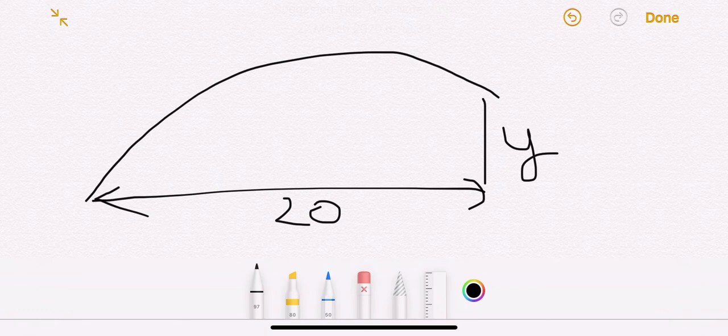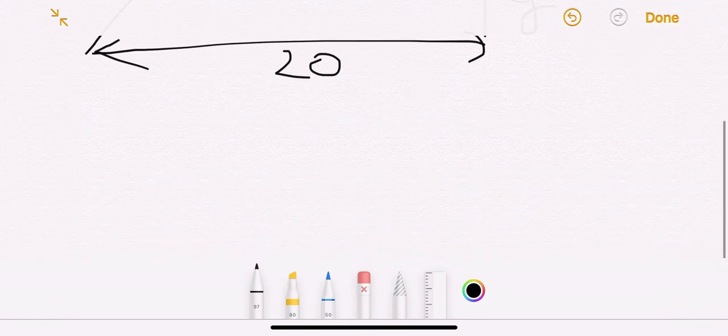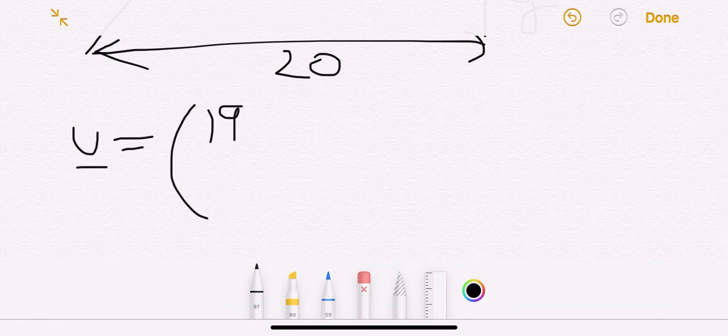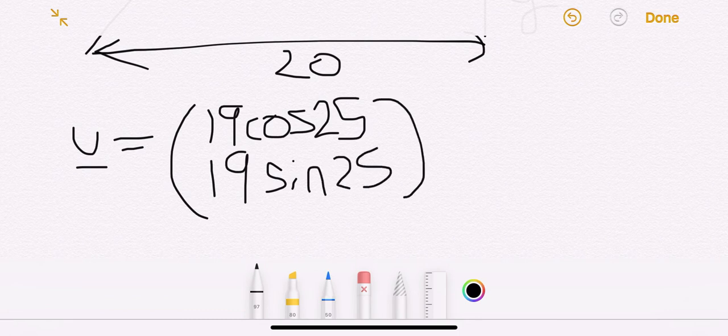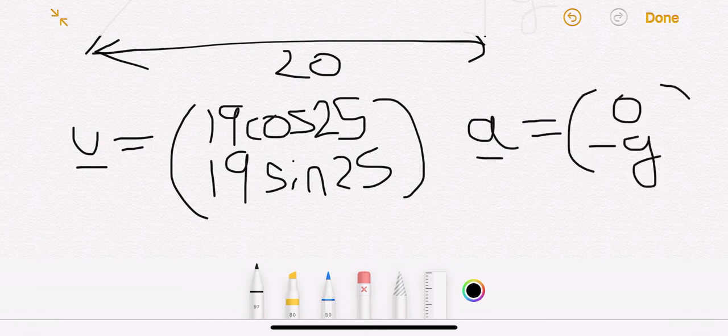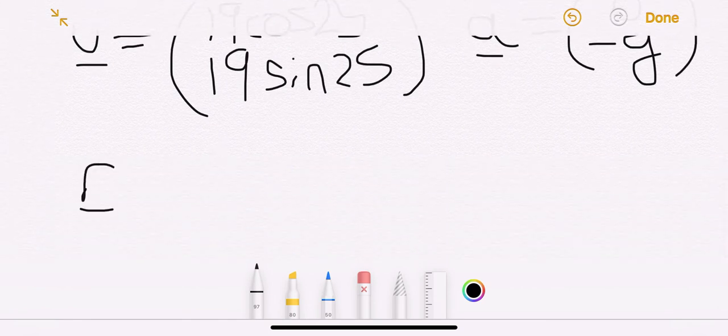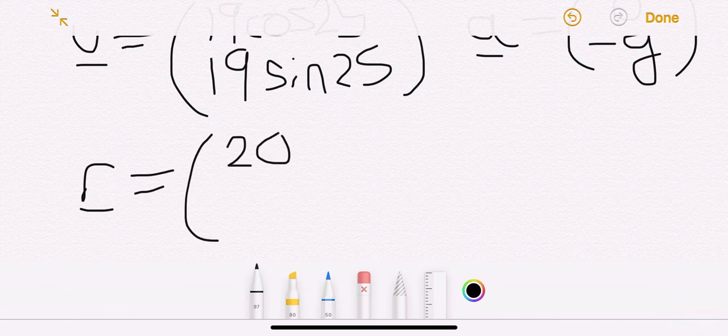Well, from earlier in the question, we know that the initial velocity u as a vector is 19 cos 25, 19 sine 25. And we know a is 0, negative g, because the only force acting is gravity. And then r as a vector, well, we know the horizontal component of r is 20. And what we don't know is the vertical component of r, which we call y.